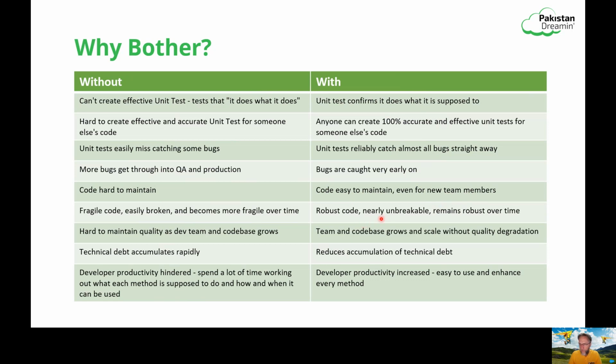So you end up with robust code that's nearly unbreakable and remains robust over time because your contracts are defined and your contract tests are there, which don't degrade over time. So in terms of scaling up your team and code base, you can do that without quality degradation and without accumulation of technical debt, at least from these sources. And ultimately, your developer productivity is increased and it's easy to use and enhance every method.